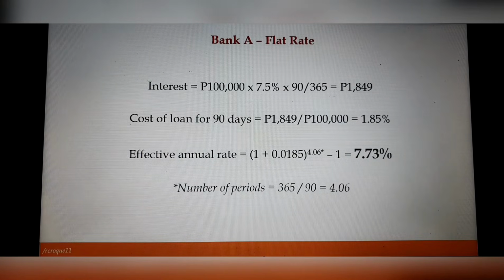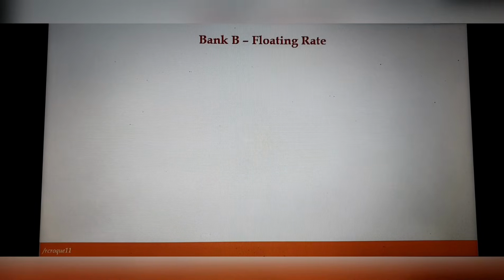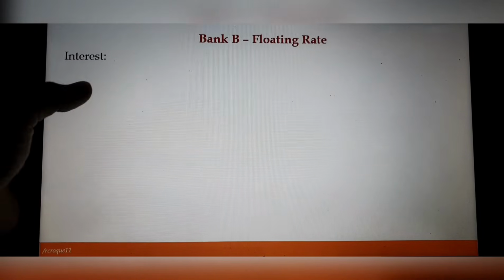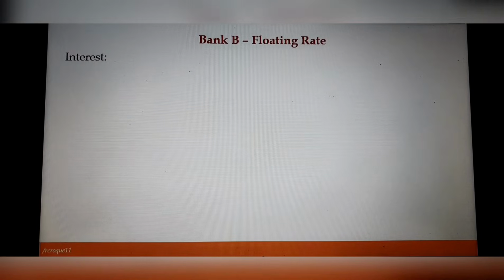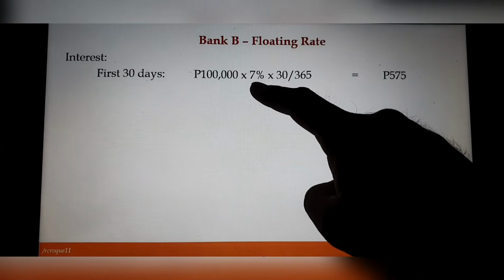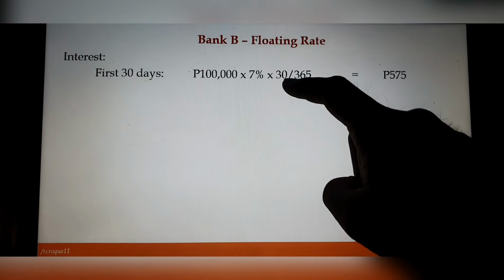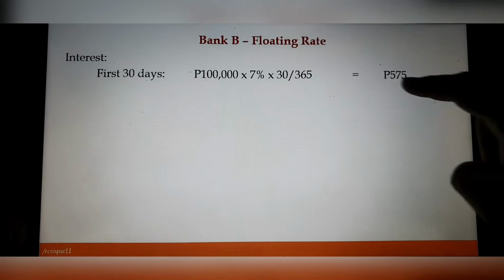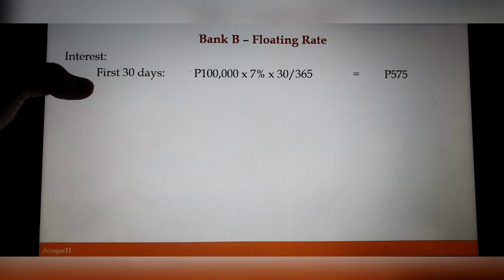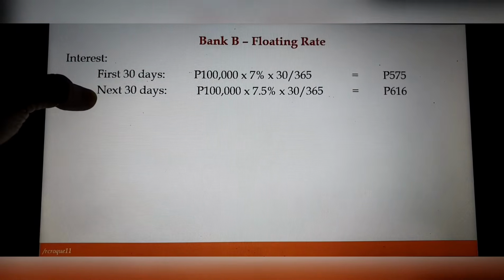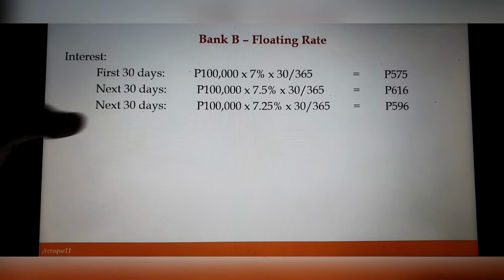Okay? Let's analyze for Bank B. Si Bank B naman, yung interest niya, nag-fluctuate. So, may tatlong scenario tayo. For the first 30 days, 7% lang tayo. Kasi 6% yung prime, 1% on top of prime. So, times 30 over 365. So, 575. We have to compute separately for the next 30 days and for the next 30 days.